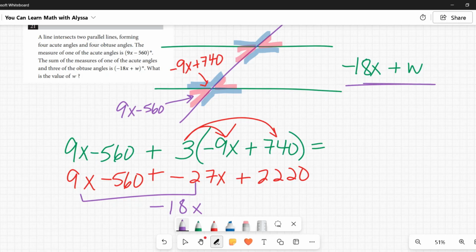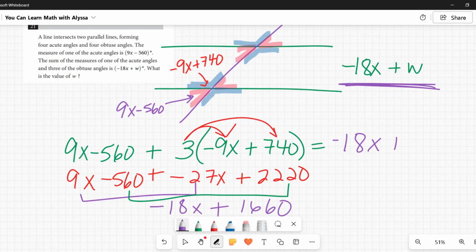Hey, looking very close to where they want me to go. And then when I combine negative 560 and 2,220, I get 1,660. And there we go. This all combined is equal to negative 18x plus 1,660. So the question is, what is the value of w? w is going to be 1,660, and that is my answer.